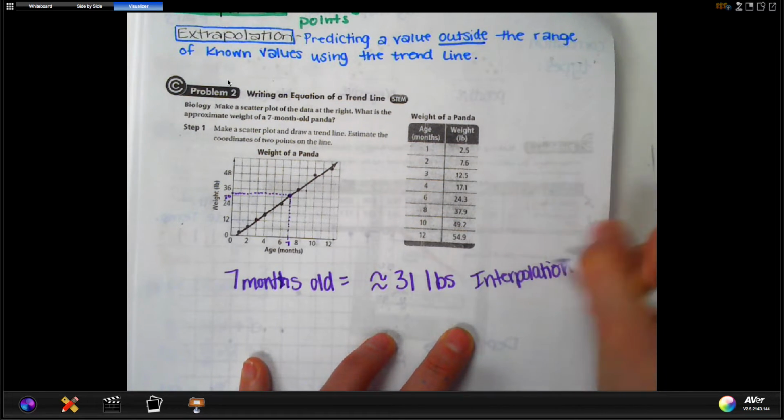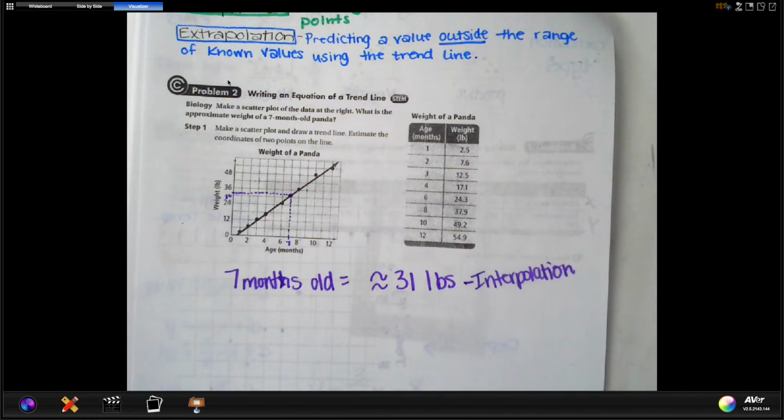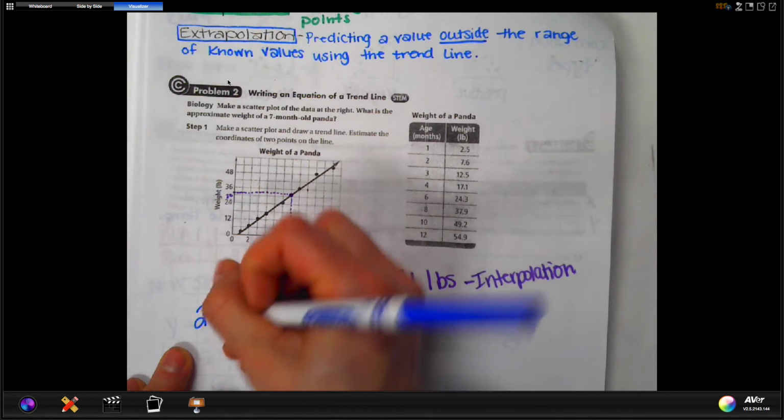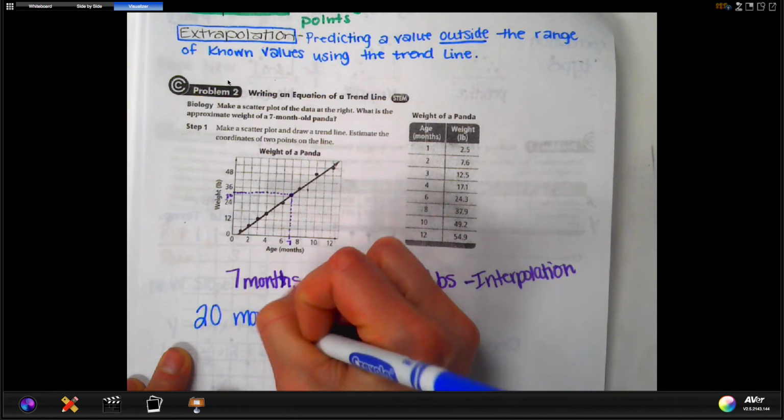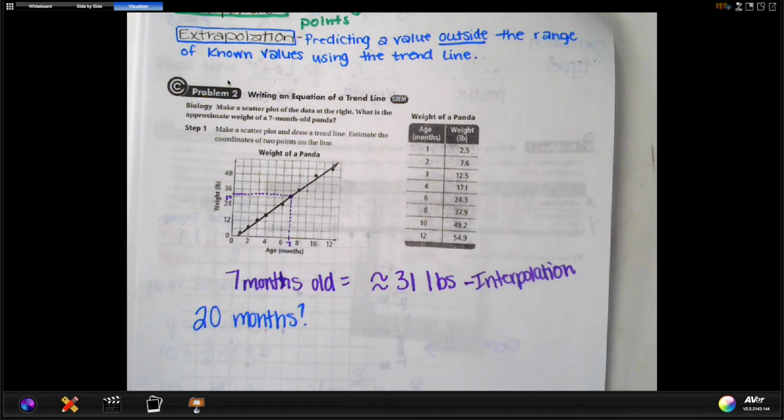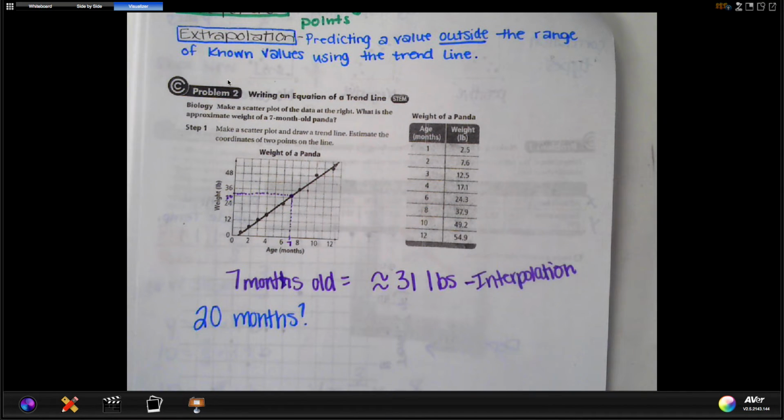Now, this is not on there, but I am going to add it, okay? How could we then use this trend line to figure out, for example, what if we wanted to know 20 months? Okay, assuming that the panda continues to gain weight, let's say, for the first 3 years of its life. Yeah, well, so let's assume that, though. So a 20-month-old panda is not in this data.